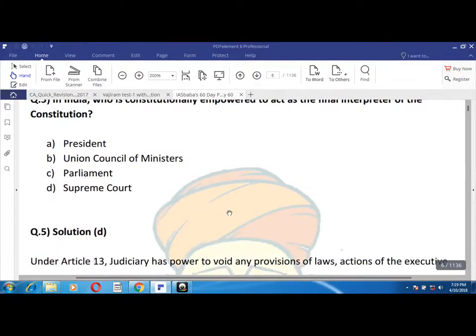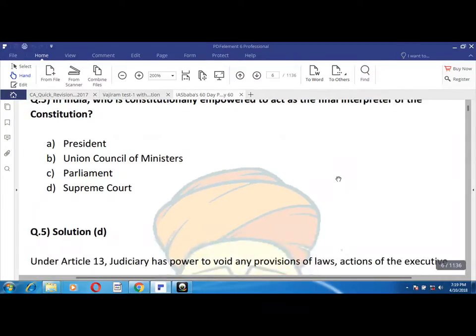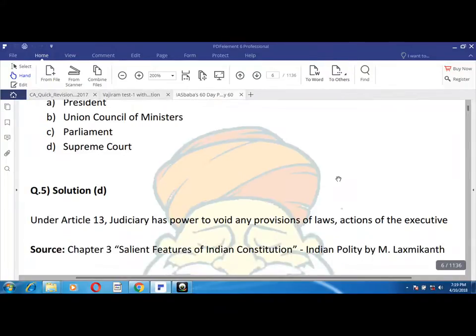In India, who is constitutionally empowered to act as the final interpreter of the Constitution? The final interpreter is the Supreme Court. Under Article 13, the judiciary has the power to void any provision of laws and actions of the executive.